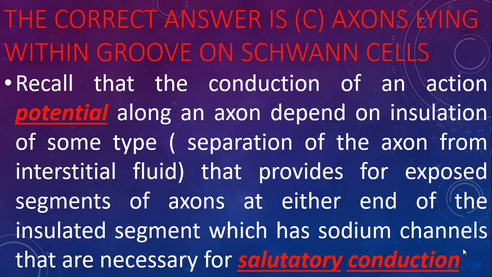Recall that the conduction of an action potential along an axon depends on insulation of some type, separation of the axon from interstitial fluid. That provides for an exposed segment of axon at either end of the insulated segment, which has sodium channels that are necessary for saltatory conduction.